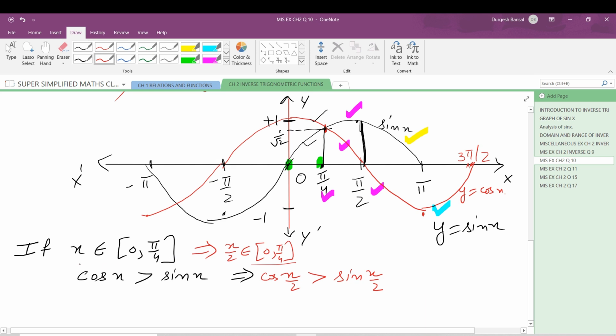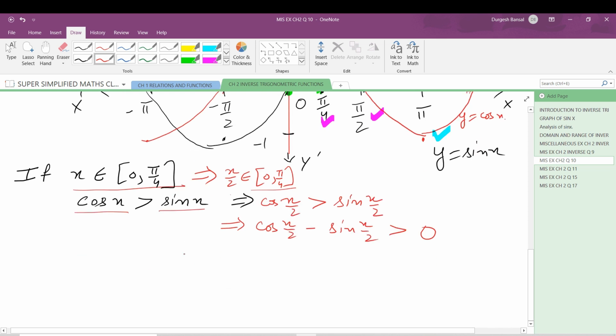It cannot be less than 0. So in this interval, we have seen right now in the graph that the value of the cos graph is more than the value of the sine graph. And because x by 2 is also belonging to the interval 0 to pi by 4, therefore the value of cos x by 2 is going to be more than the value of sin x by 2, and therefore cos x by 2 minus sin x by 2 is going to be greater than 0.